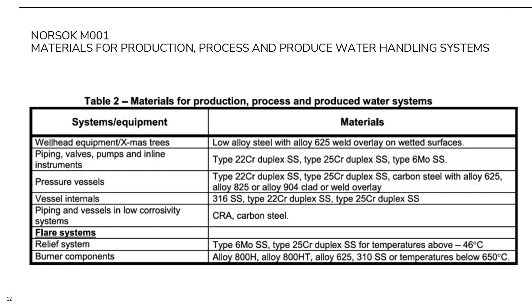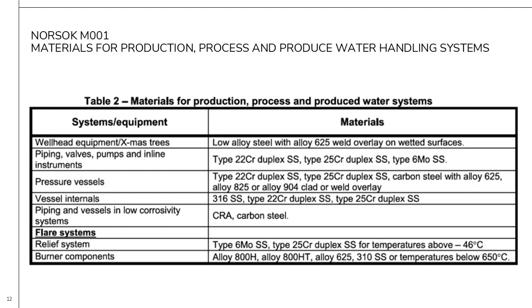Number 2, piping, valves, pumps, and inline instruments. In piping systems, valves, pumps, and inline instruments, we use Type 22 CR duplex stainless steel, Type 25 CR duplex stainless steel, and Type 6 MO stainless steel. These materials are chosen for their strength and ability to withstand aggressive fluids.